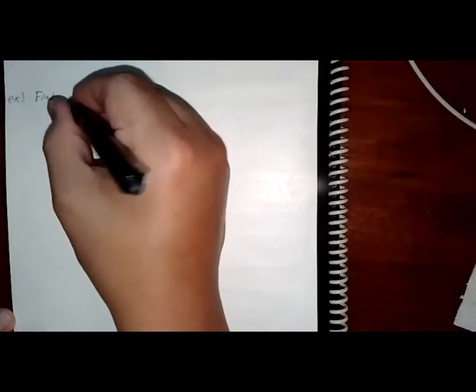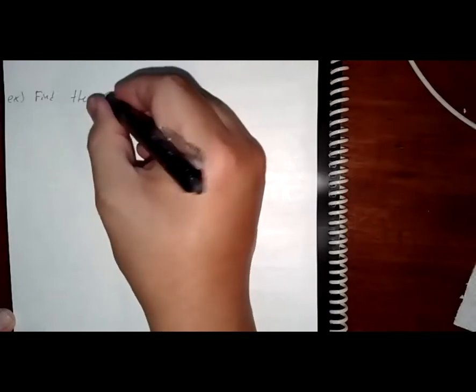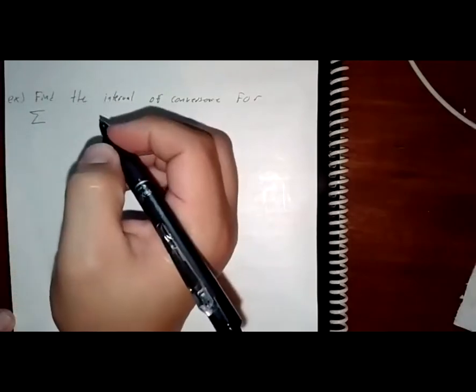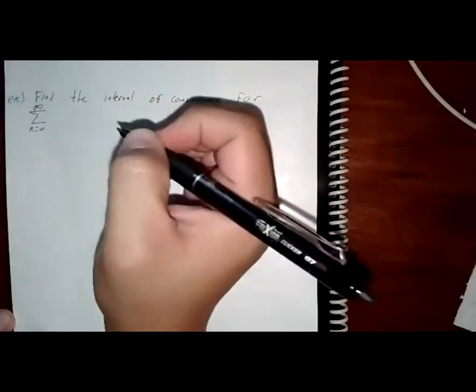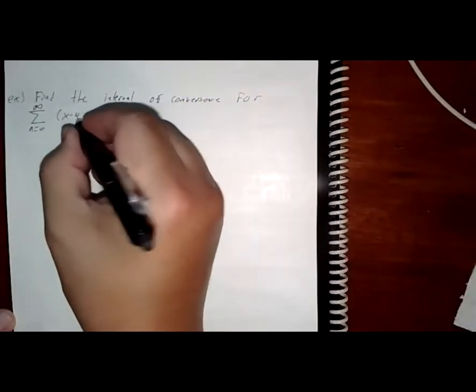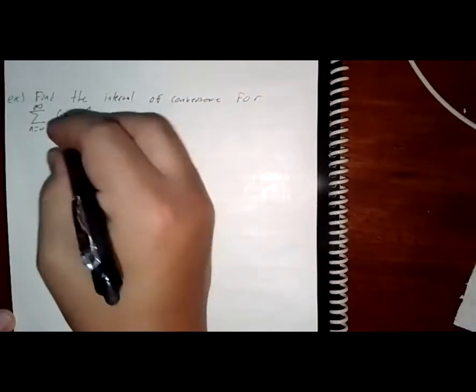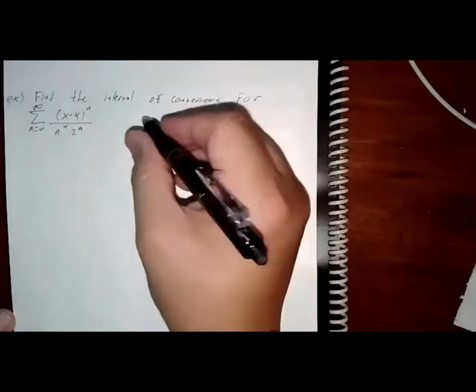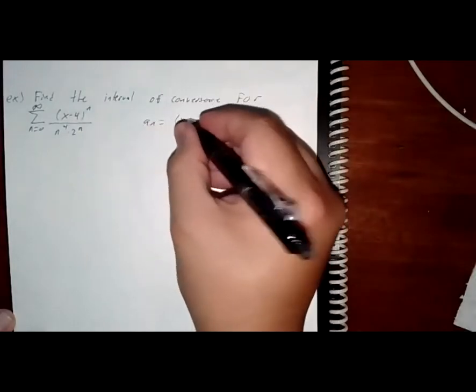So here it says find the interval. It'll be almost the exact same thing, except you gotta test the endpoints. So find the interval of convergence for the series, n equals 0 to infinity of (x minus 4) to the n over n to the 4th times 2 to the n. So the a_n that we're going to be dealing with is this guy.